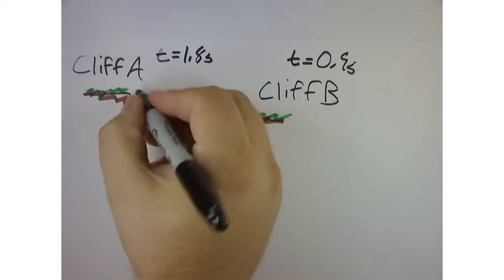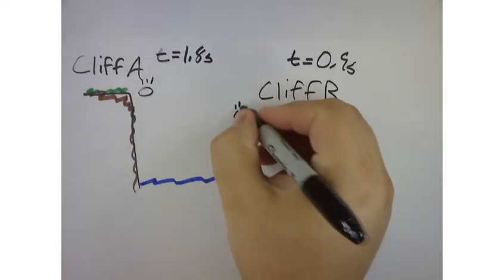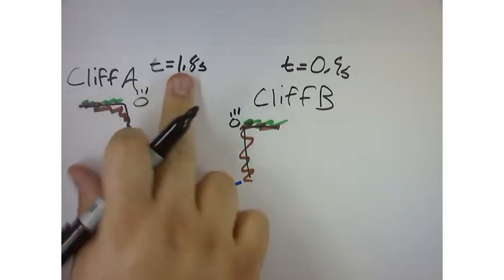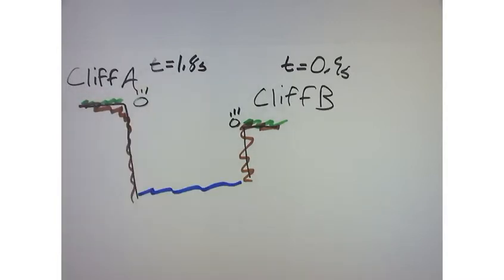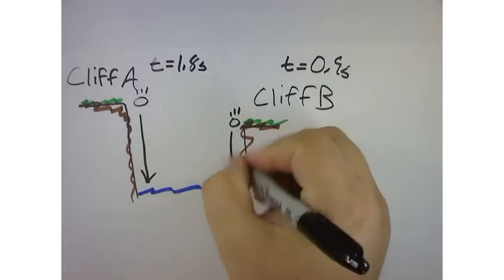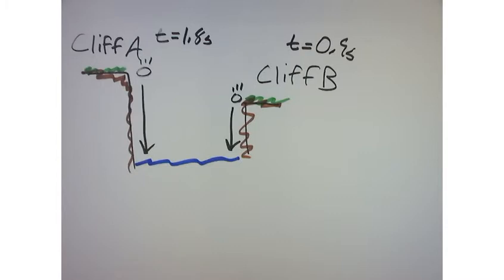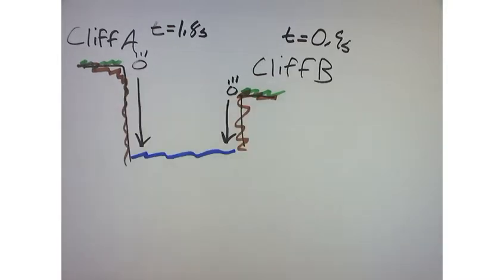So basically we're going to drop a rock from here, and we're going to drop a rock from here. If I drop it from cliff A, it's going to be 1.8 seconds till it hits the water and splashes. If I drop it from cliff B, it'll be 0.9 seconds. And then it asks us, there's some sort of proportionality. Is it 1/2? Is it twice as much? Is it 4 times? What's the relationship between the two cliffs?